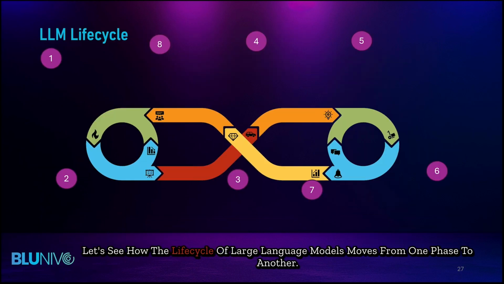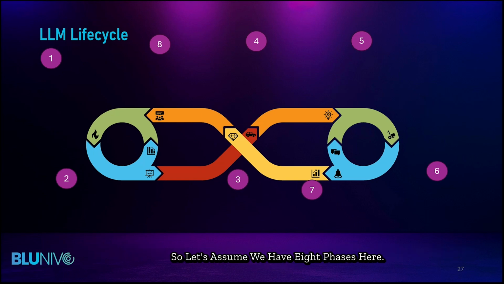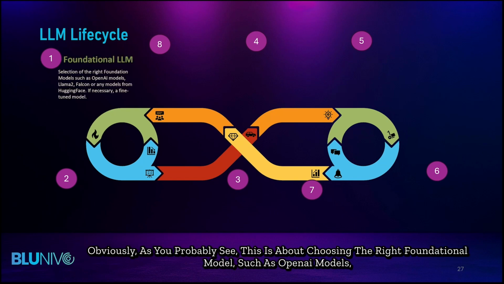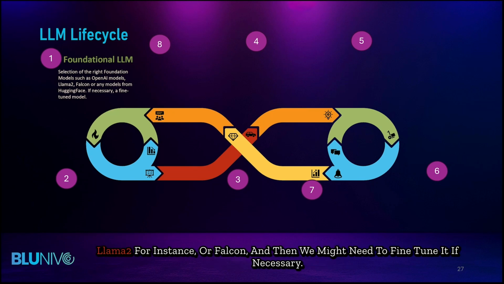Let's see how the lifecycle of large language models moves from one phase to another. So let's assume we have 8 phases here. So we start with phase 1, obviously. As you probably see, this is about choosing the right foundational model, such as OpenAI models, Llama 2, for instance, or Falcon. And then we might need to fine-tune it if necessary.